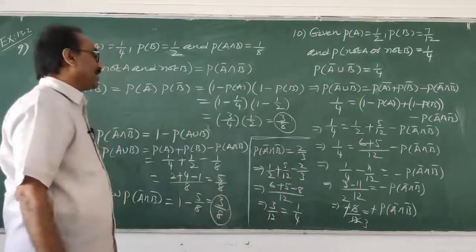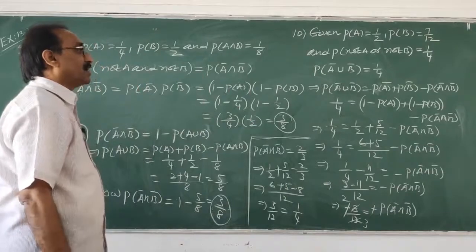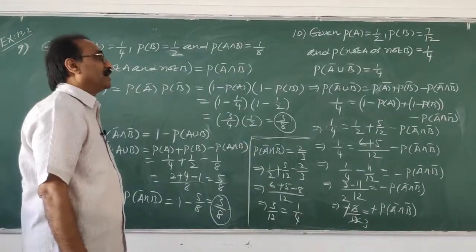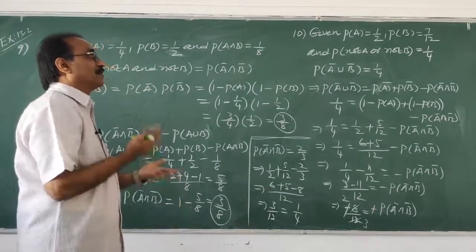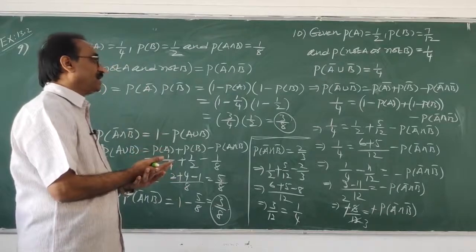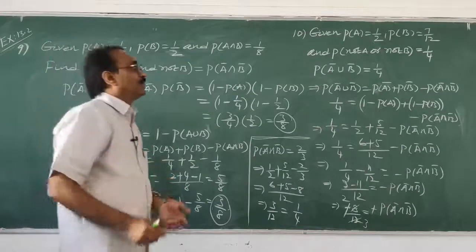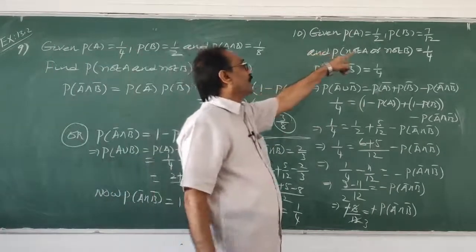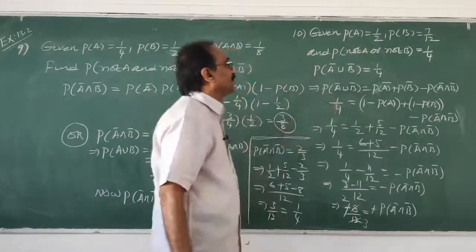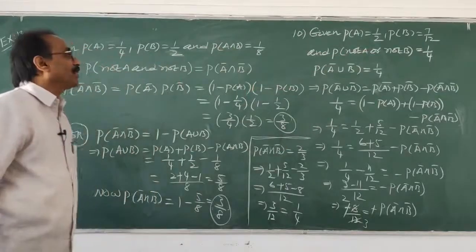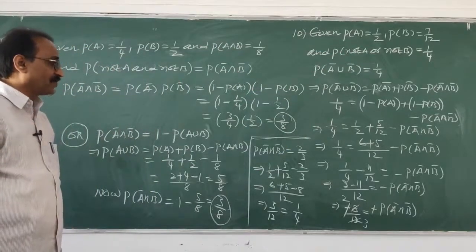Okay? Now you tell me whether they are independent or not. Asking whether they are independent or not means what should you say? P of A intersection B is equal to P of A into P of B or not. P of A is 1 by 2. P of B is 7 by 12, which means how much? 7 by 24. P of A intersection B, whether 7 by 24 will come?